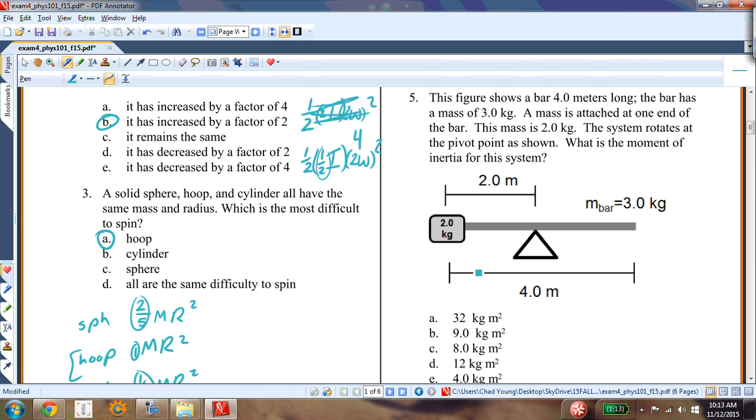This figure shows a bar 4 meters long. The bar's mass is 3 kilograms. Mass is attached at one end of the bar. Its mass is 2 kilograms. The system rotates at the pivot point as shown. What is the moment of inertia for this system?